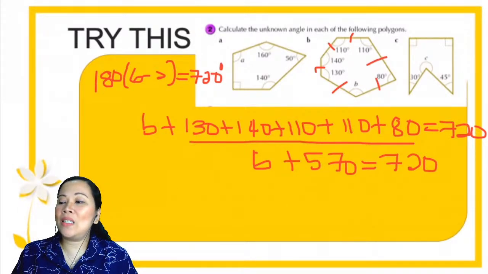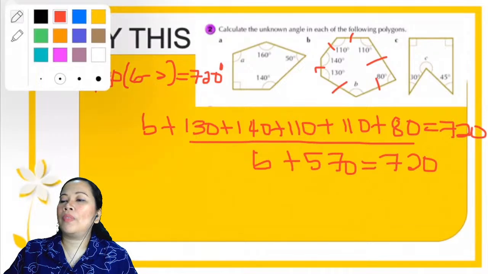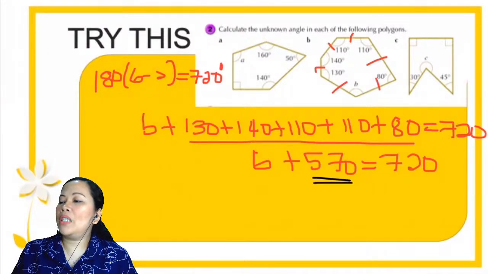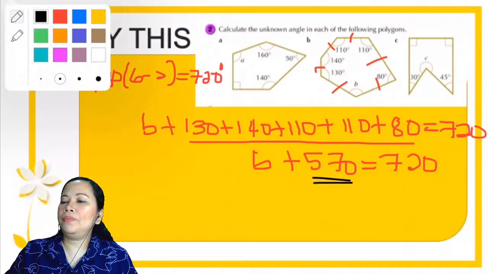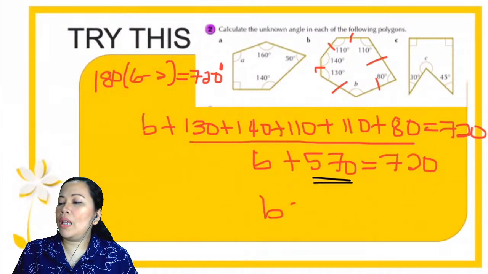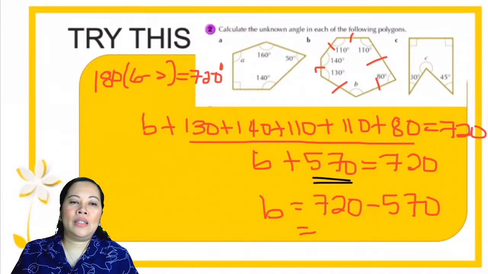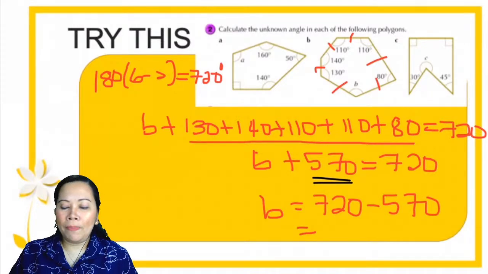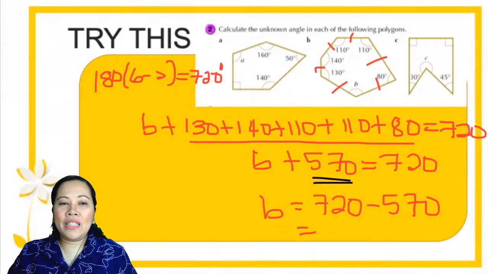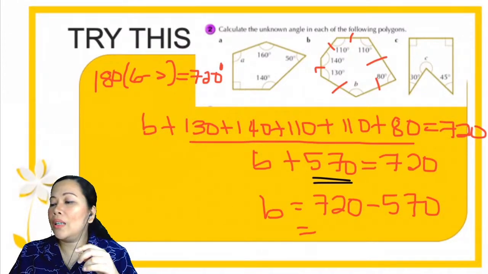And then what's the next one? We transfer 570 to the other side. So that will be B equals 720 minus 570. So 720 minus 570 would be equal to 100.